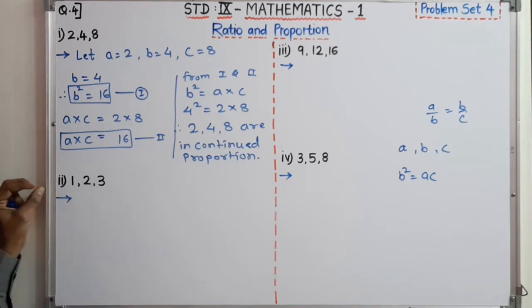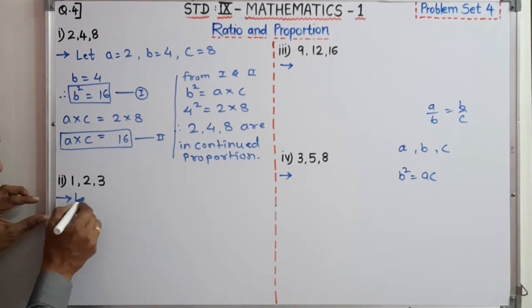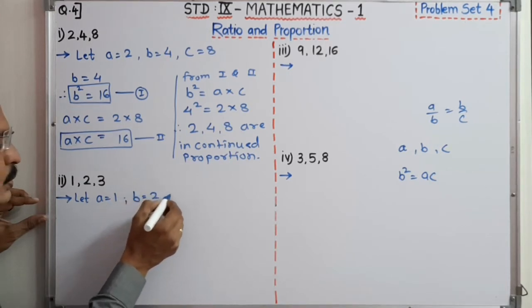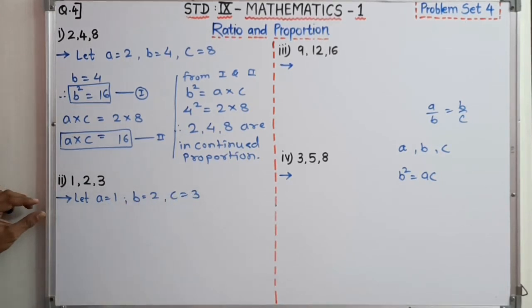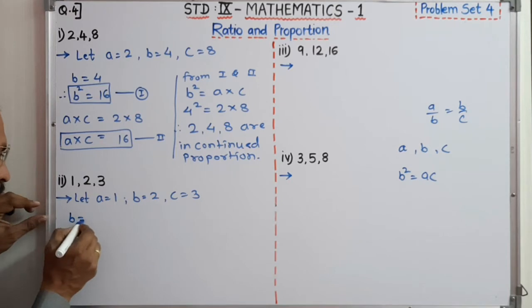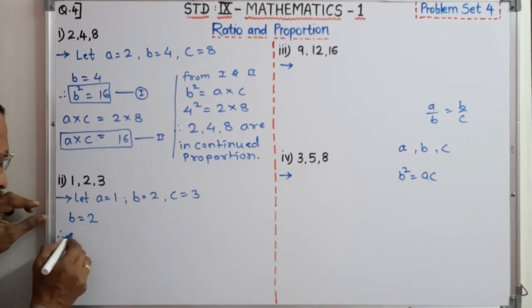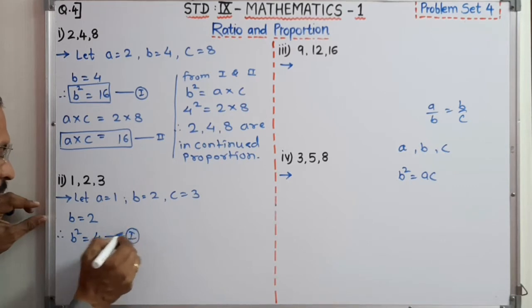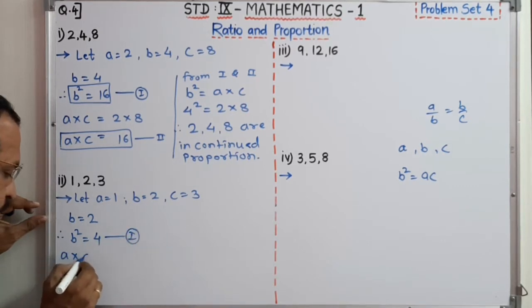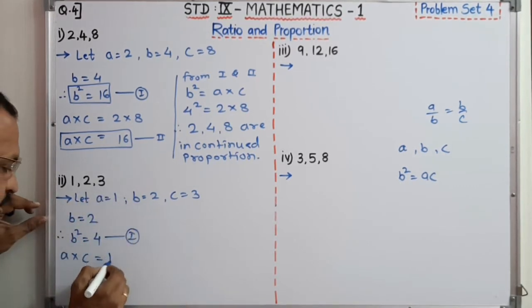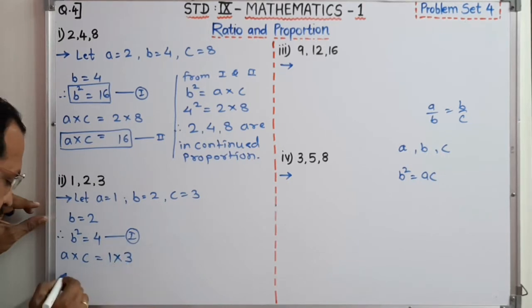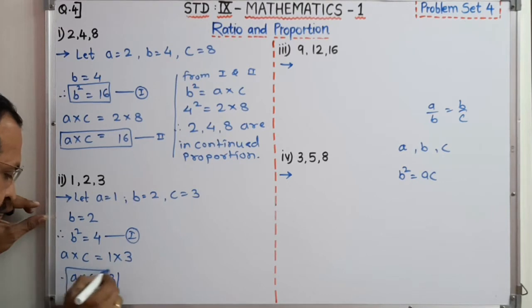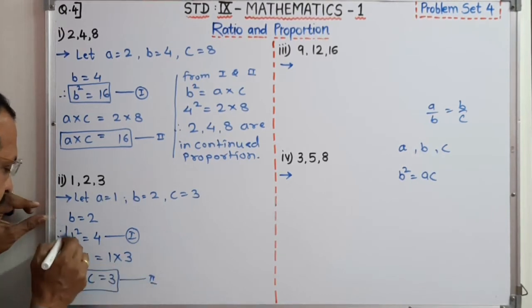Now see, dear student, the second sum is, let A is equal to 1, B is equal to 2 and C is equal to 3. Now B is equal to 2. Therefore, B square is equal to 4. This is first. Now we have to take A into C. A into C is 1 into 3. Therefore, dear student, A into C is equal to 3. This is statement number second.